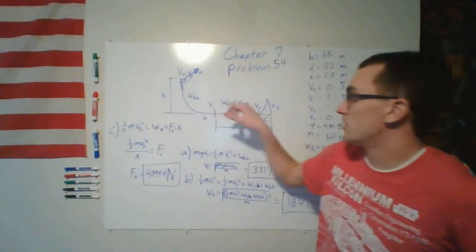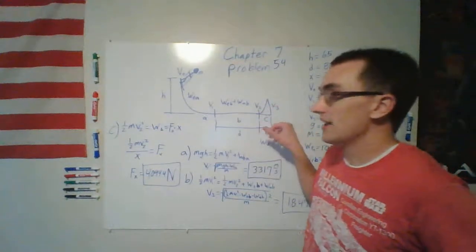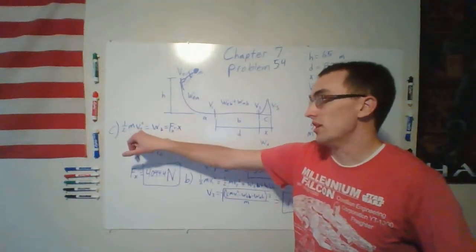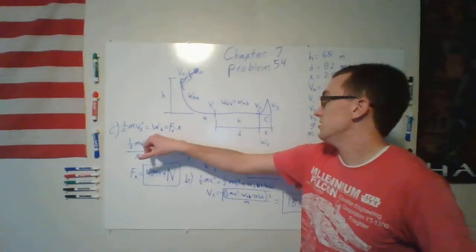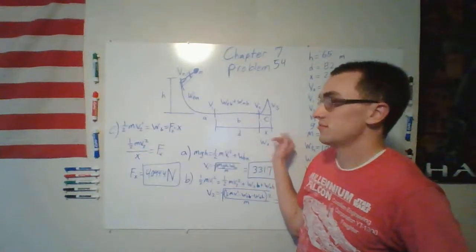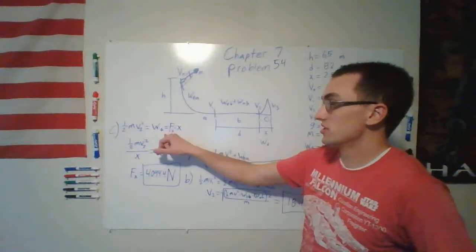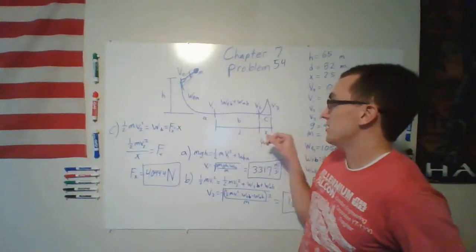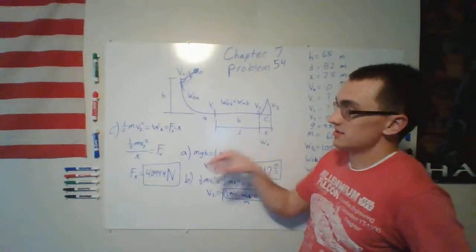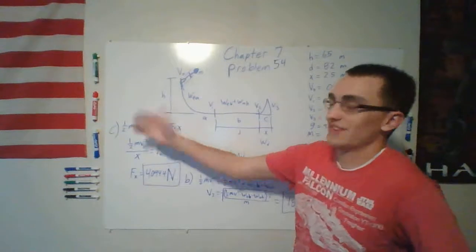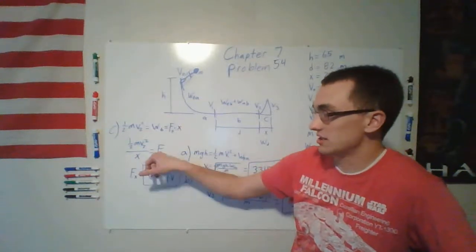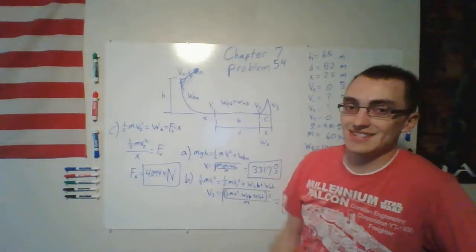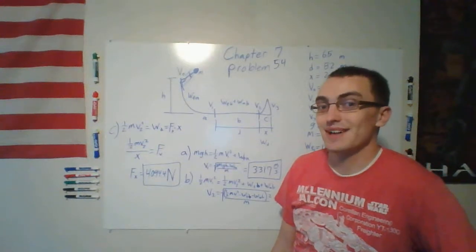Her kinetic energy in part 2 is going to be equal to her energy at the end. So half mv2 squared is going to equal the work done by the drift, WD, which is going to equal the force over this distance times this distance. So you just divide each side by x. Half mv2 squared over x equals the force, and you get 4,094 newtons. That was a fun problem.